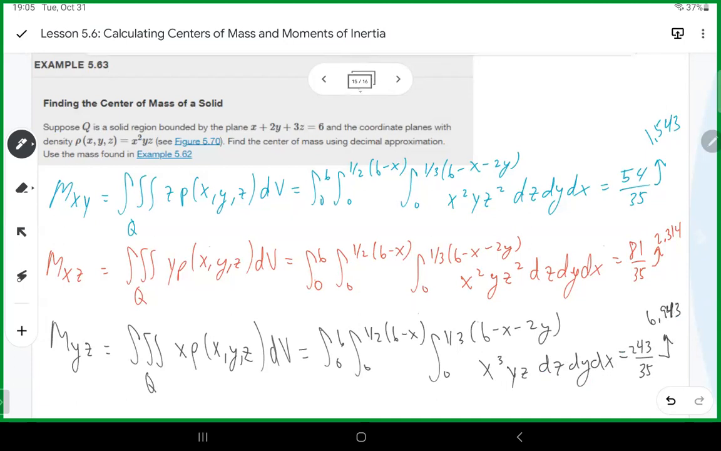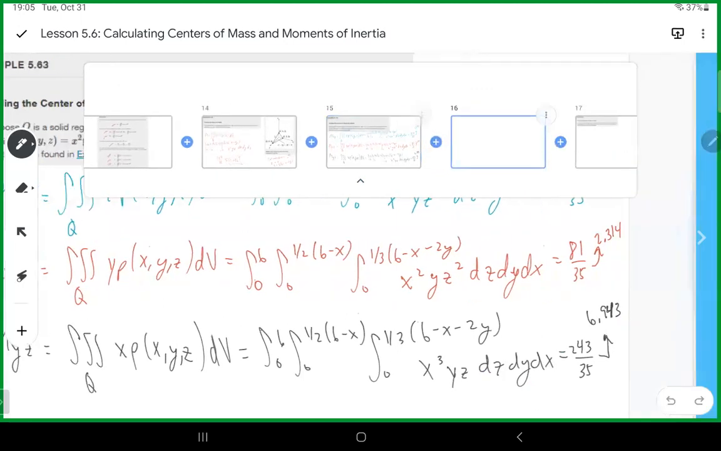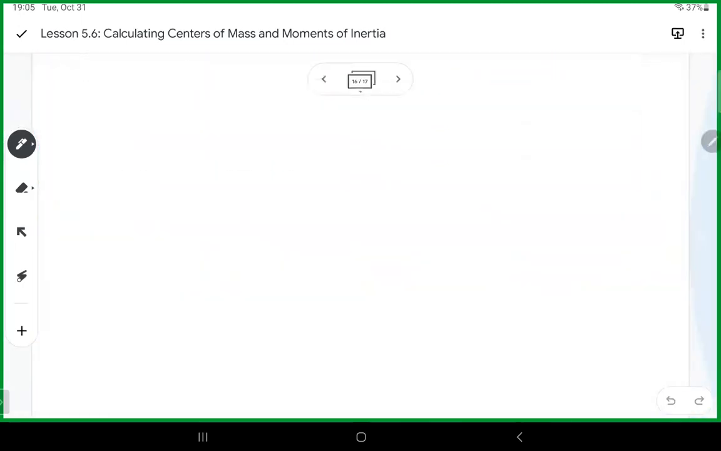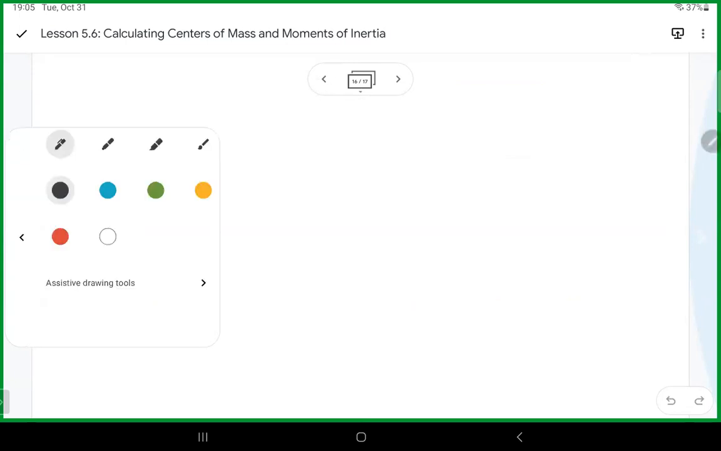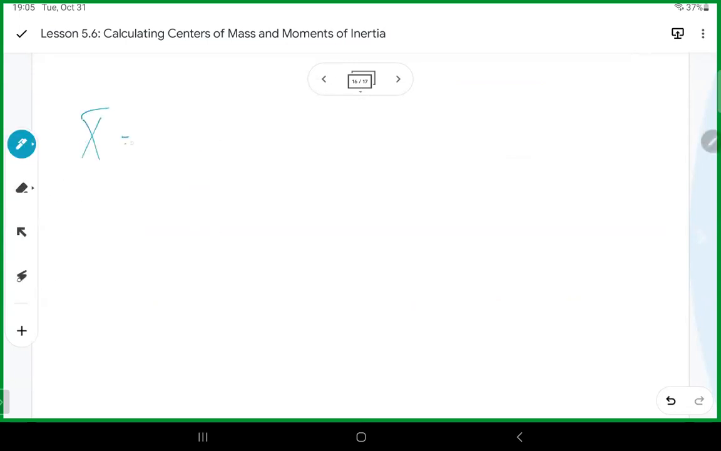All right, so we do need another slide. We need to figure out the center of mass now, using certain things. So, x bar: 243 over 35 divided by 108 over 35 is going to be 243 over 108, which is 2.25.